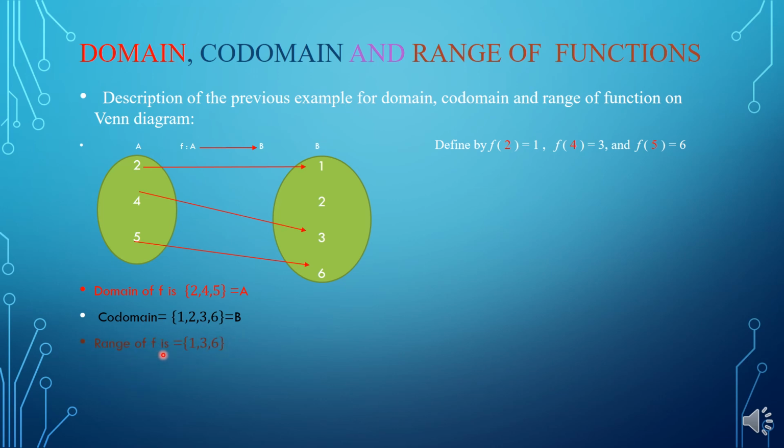Now, last and final is the range of a function. The range of a function is the output or the images of the function, which is 1, 3 and 6. So what is the difference between the codomain and the range? Most students get confused and cannot differentiate between them. Please keep in mind that all the elements of set B are called the codomain, and the images or outputs of the function are called the range of a function.